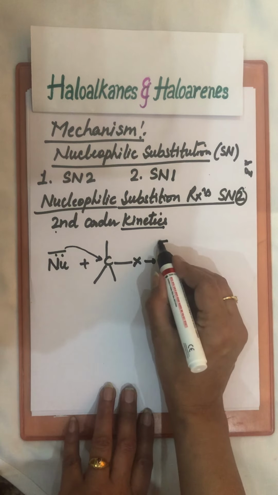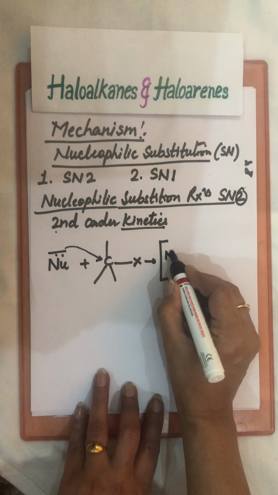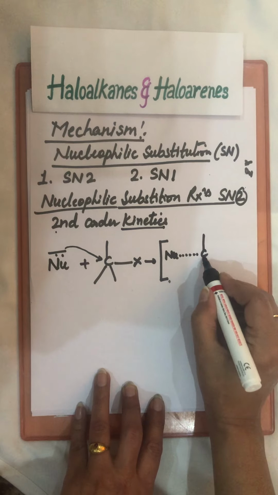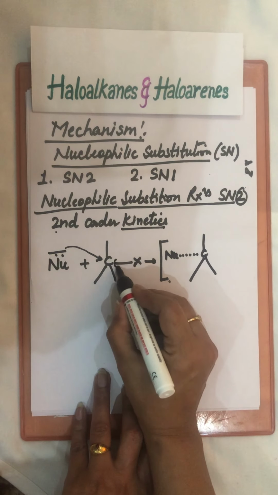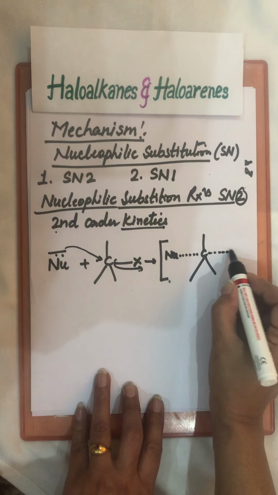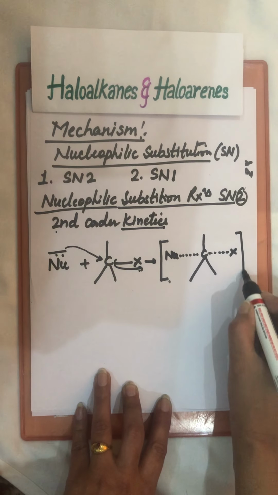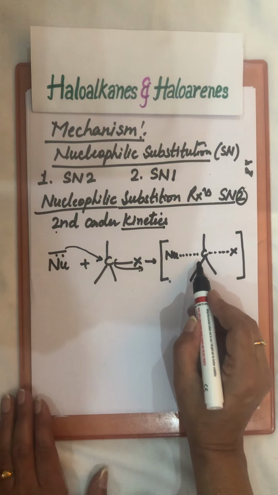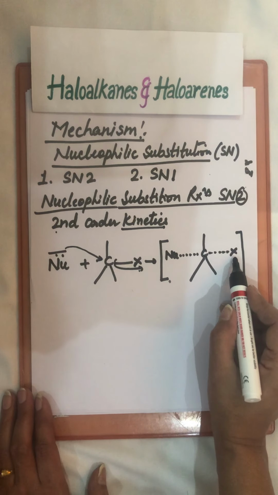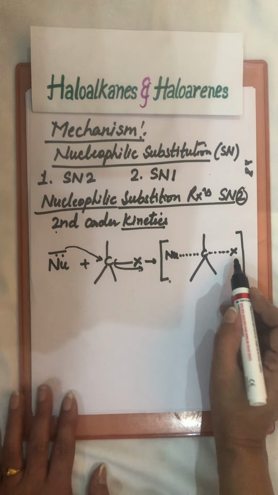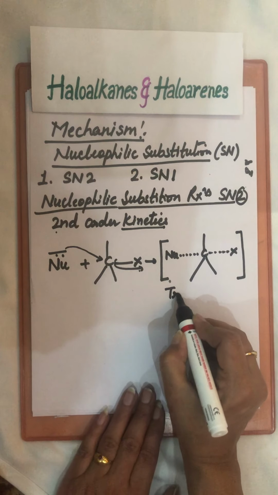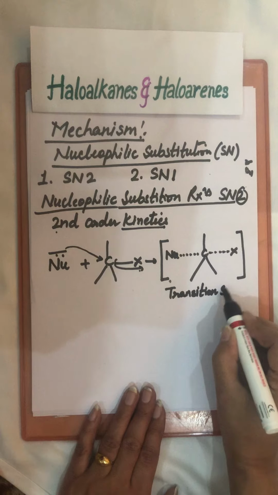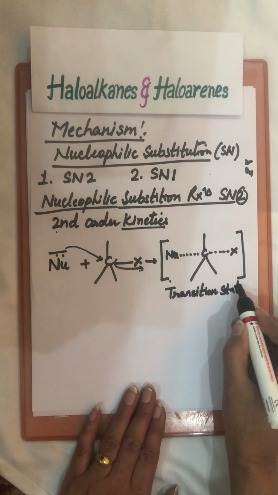And when this will attack, the nucleophile will start linking with the haloalkane and this bond will start breaking. Both the things are taking place simultaneously. The attack of nucleophile from one side and the halide will leave from the other side. This state is a transition state. This is not stable.